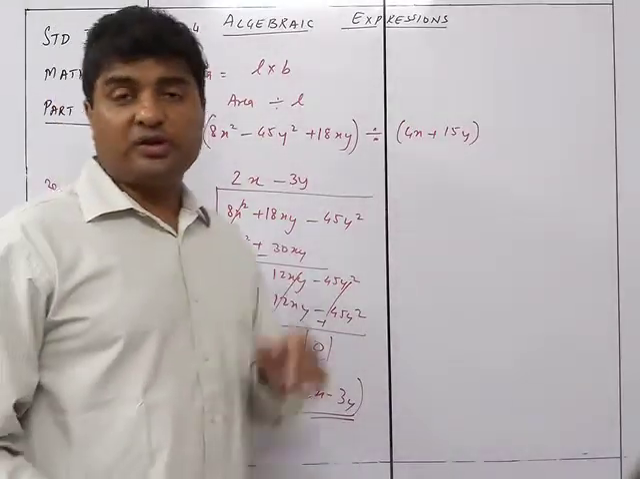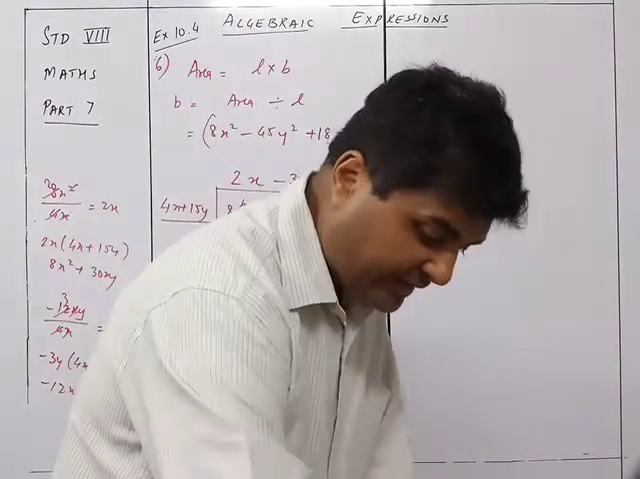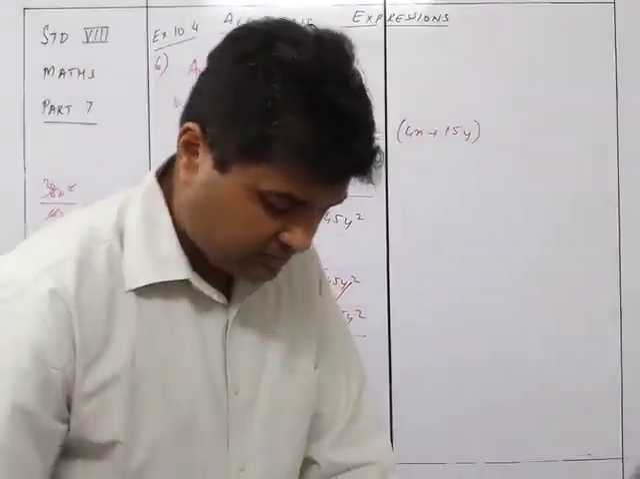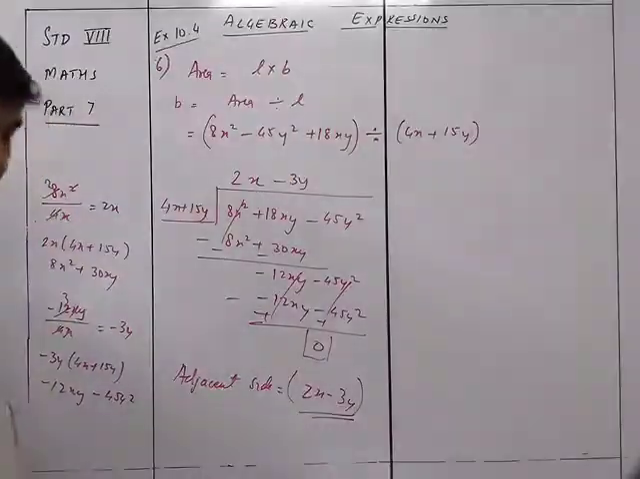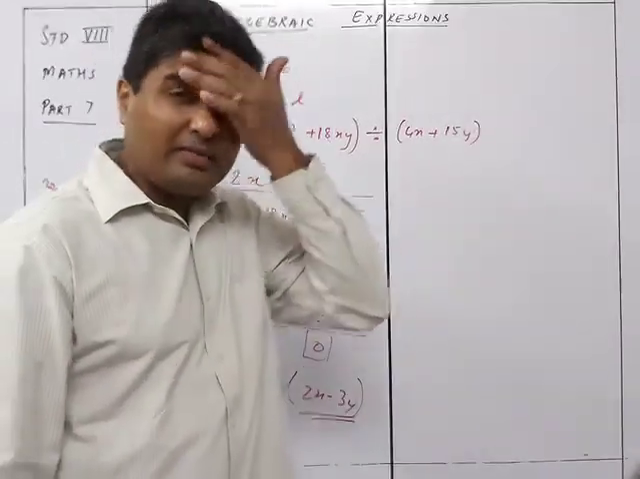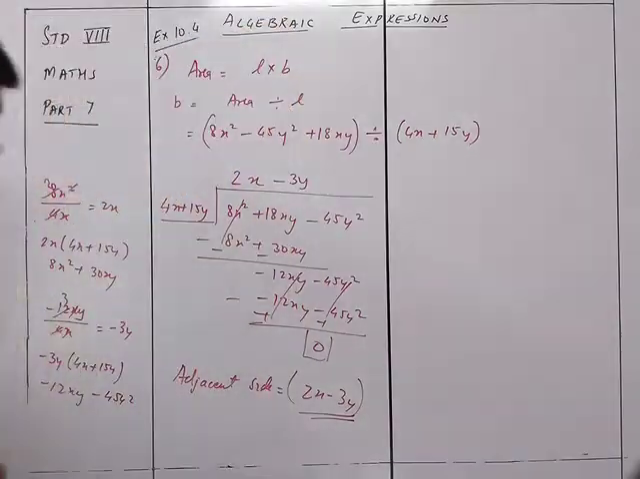Got it? This was the length of the adjacent side of the rectangle, because area is length into breadth. So 2x minus 3y. Now we see the next sum, the 7th sum, the last sum of the exercise.